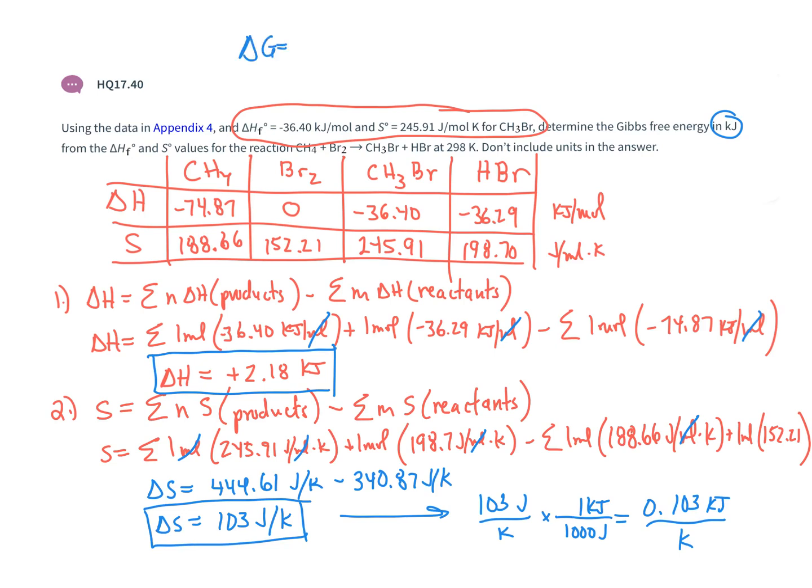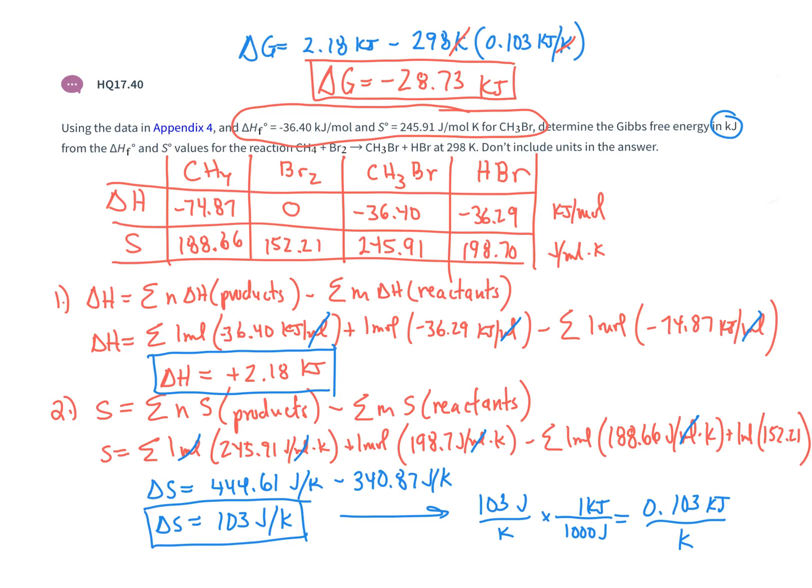Now I can calculate my delta G. Delta G equals delta H, 2.18 kilojoules, minus T, 298 K, times my delta S, which is 0.103 kilojoules per Kelvin. So when I multiply, Kelvin cancels, and then it allows me to put these two numbers together. So when I end up subtracting, I get a delta G for this reaction of approximately negative 28.73 kilojoules. So this would be a spontaneous reaction because I've calculated a negative delta G.